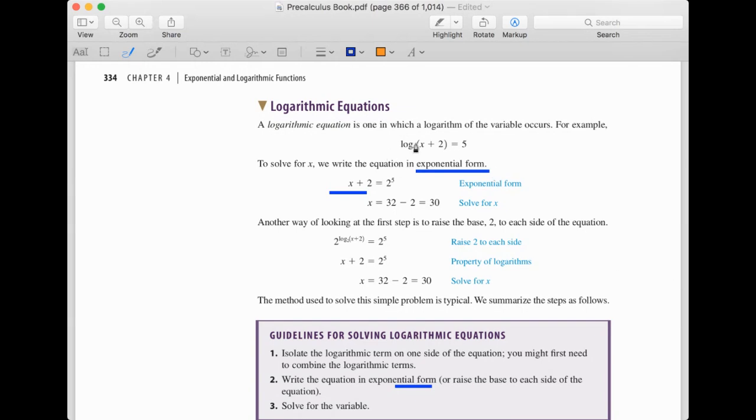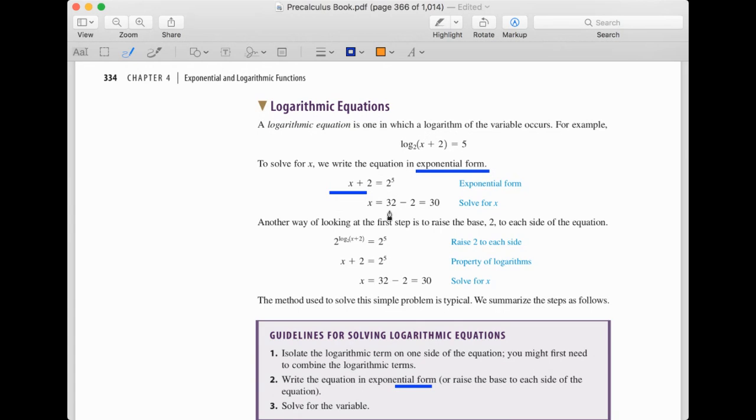Okay, so we can always rewrite log into exponent. We can rewrite exponential form into log. So we rewrite log base 2 of x plus 2 equals 5 as 2 raised to the 5 equals x plus 2. Now 2 raised to the 5 is 32.